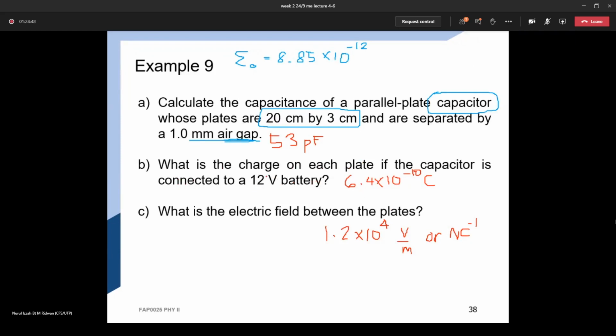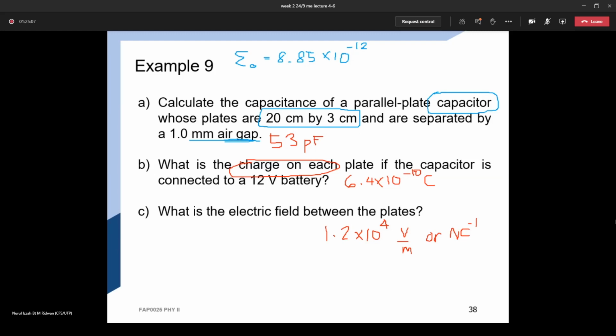Some of you might think that for the charge on each plate, because you have two plates, one positive plate and one negative plate, do you have 2 times Q? The answer is no need. Why you don't need to multiply with 2?